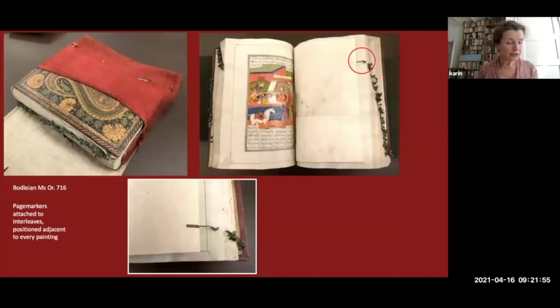Again, we see a continuous use of such fixed markers as reading aids in these late manuscripts, where the page markers direct the reader to the position of the illustrations. This is a Shahnameh, not dated, but 19th century, probably from the Indian subcontinent. And it has the page markers attached to each interleaf, which protects the illustrations. And that's another remarkable use of this little feature. The small tassels are silver wrapped and quite typical for the region as such.